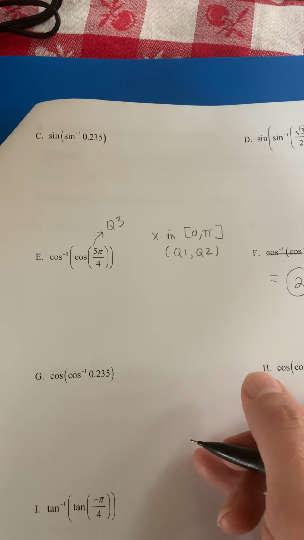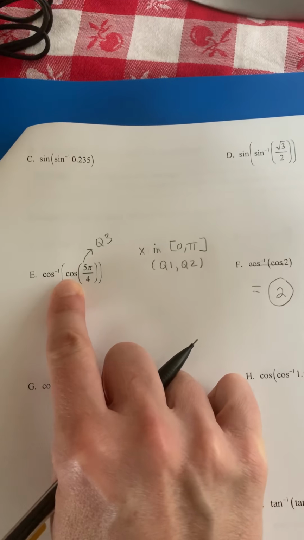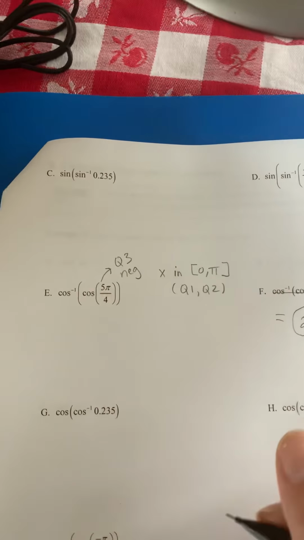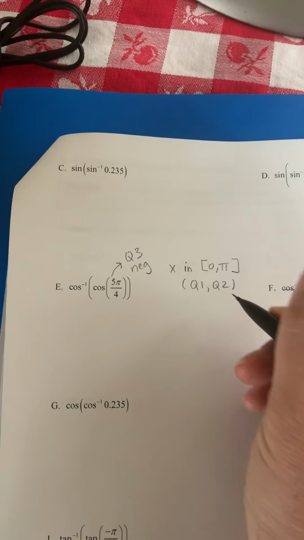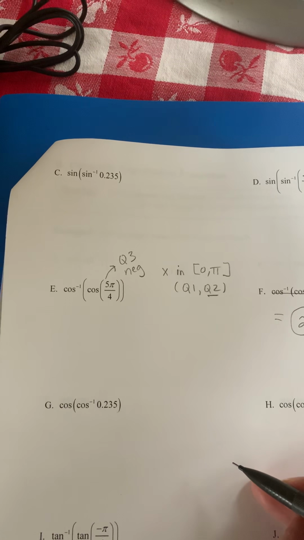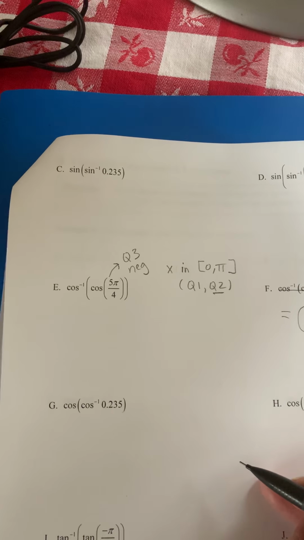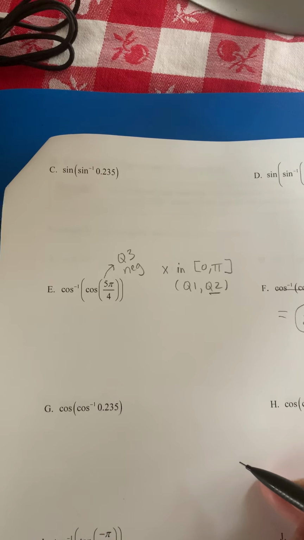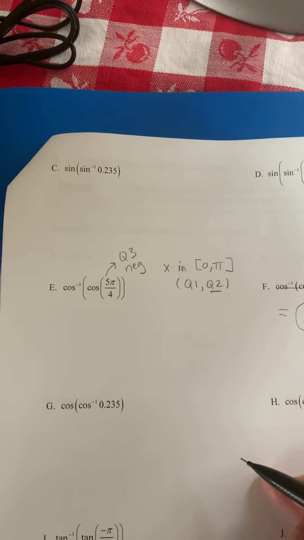So if we think about cosine, in quadrant 3, cosine is negative. Okay, so that is telling us that we're definitely going to be using quadrant 2 here because cosine is also negative in quadrant 2. So we need to find an angle that uses the reference angle of pi over 4 in quadrant 2.